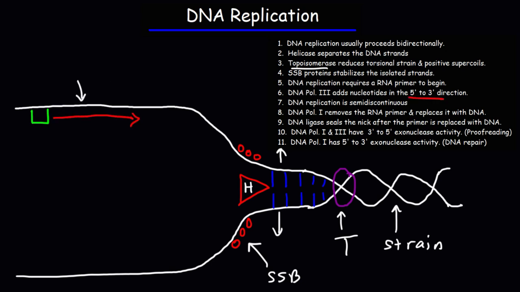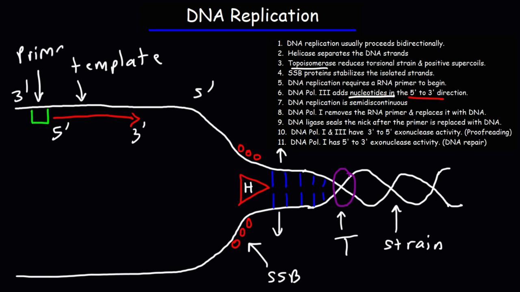This strand here is called the template strand. And that strand runs in the 3 to 5 direction. But DNA polymerase III is going to build the new strand in the 5 to 3 direction. So make sure you understand that. DNA polymerase III adds nucleotides in the 5 to 3 direction. Now, the enzyme that creates the primer is known as primase.